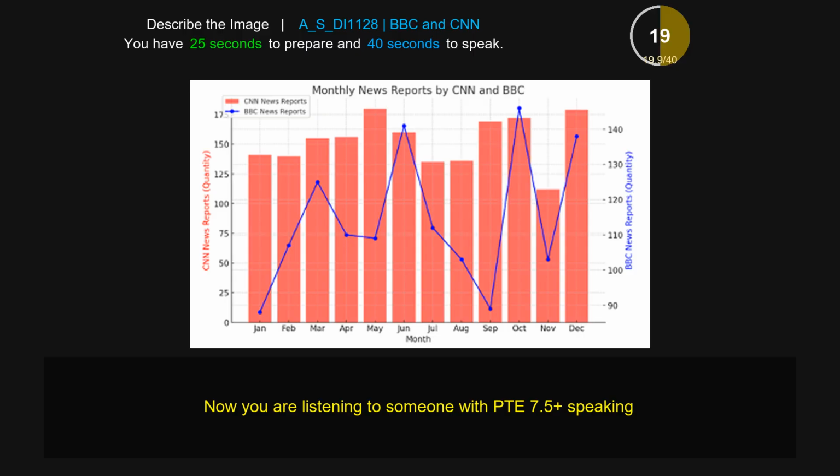Moreover, it tells us about CNN news reporter and BBC news reporters. Lastly, the image highlights different types of colors with their highest and lowest values. Overall, the image clearly represents monthly news reporter by CNN and BBC.